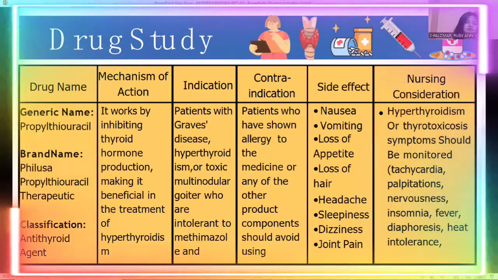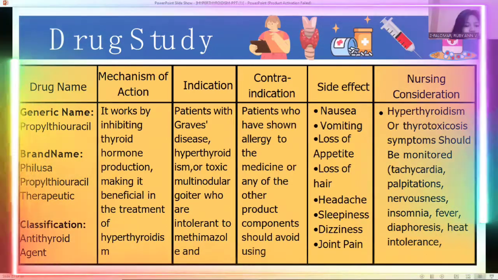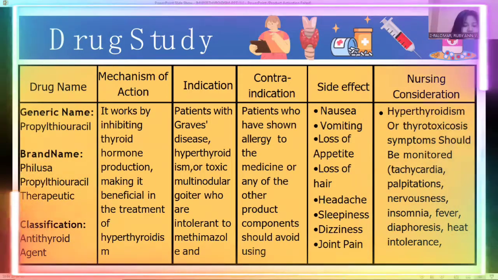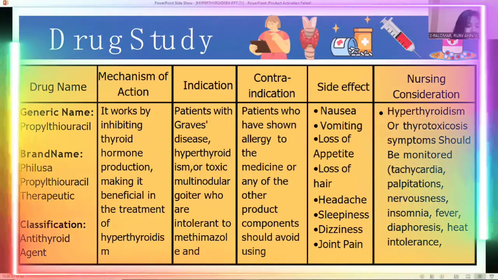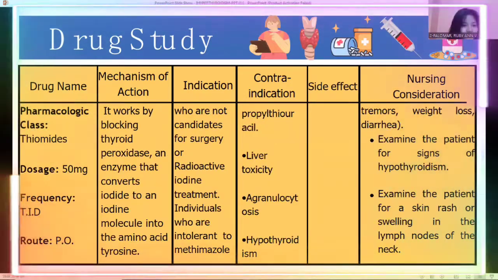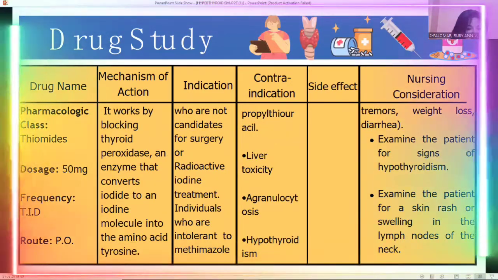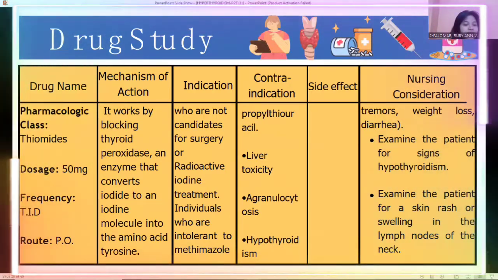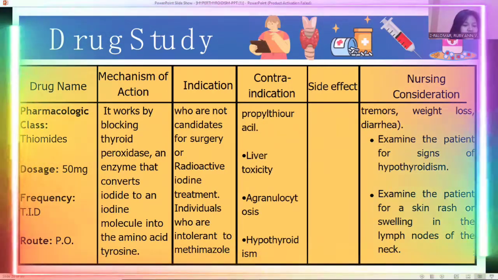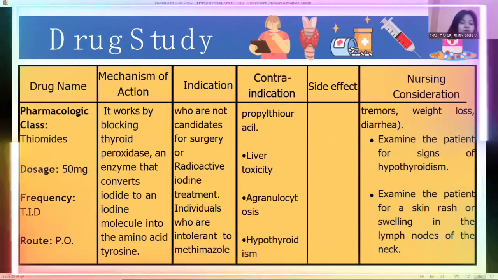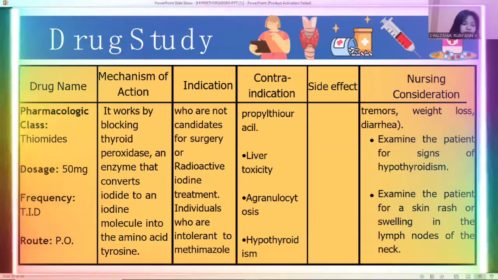The mechanism of action is it works by inhibiting thyroid hormone production, making it beneficial in the treatment of hyperthyroidism. It works by blocking thyroid peroxidase, an enzyme that converts iodide to an iodine molecule into the amino acid tyrosine.